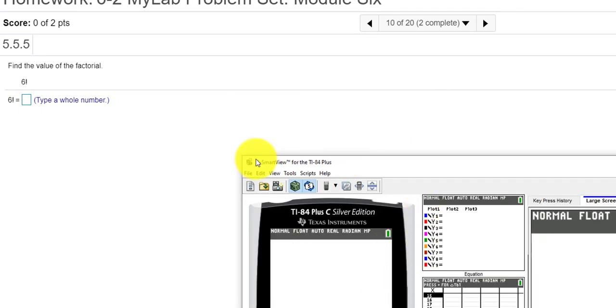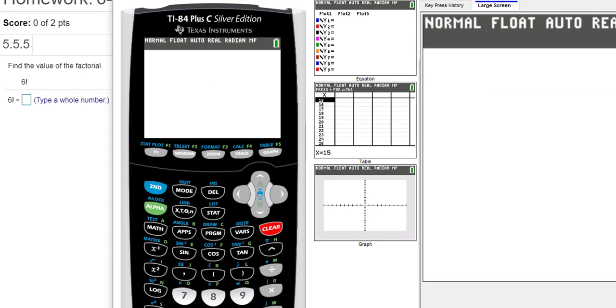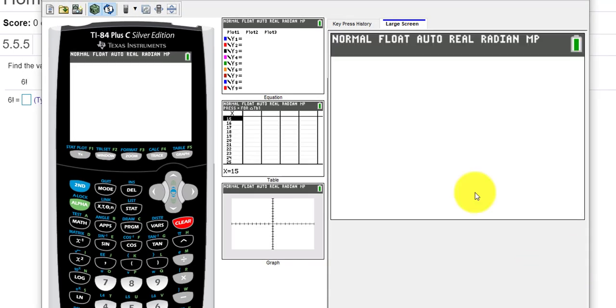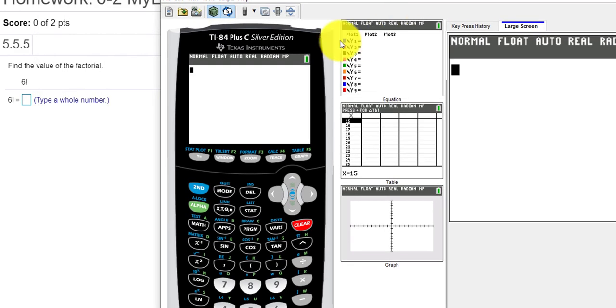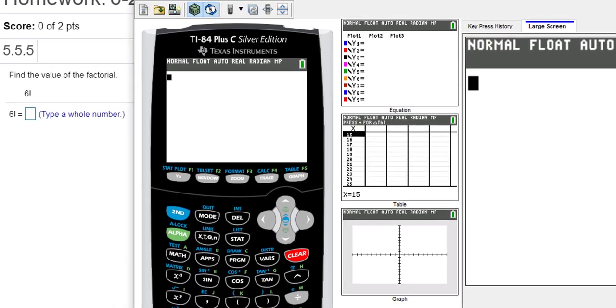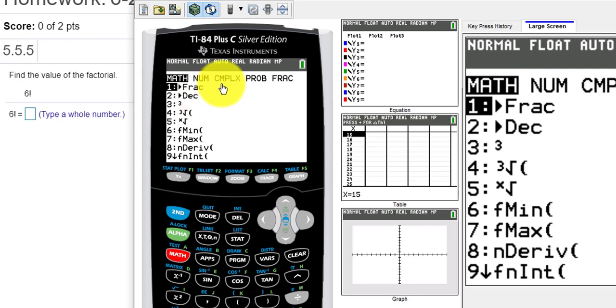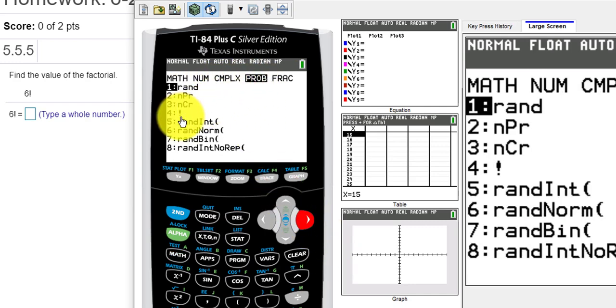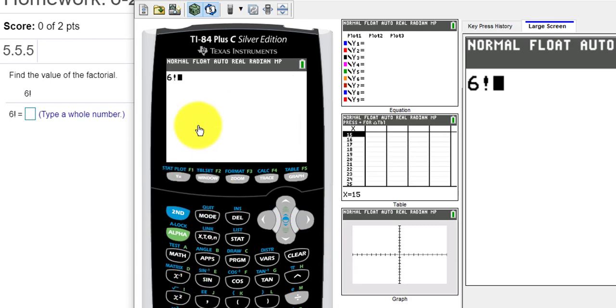And I just want to show you, you have a math feature. Let's see if I can make this a little bit bigger. That wasn't much bigger. There's a math feature in the calculator, right? So if I press 6 and I press the math key, and then under probability, you see this little exclamation point. So that's 6 factorial, right? I called it an exclamation point, but it's really called the factorial key. I press enter, I get 720.